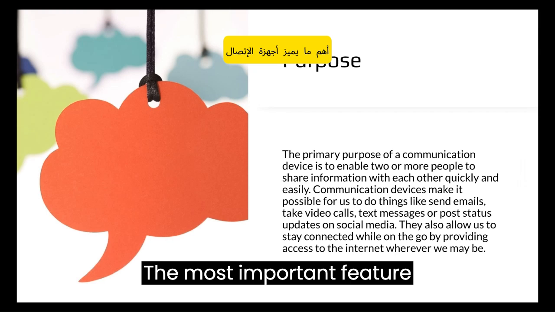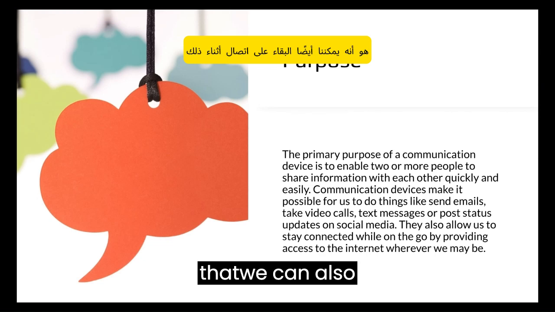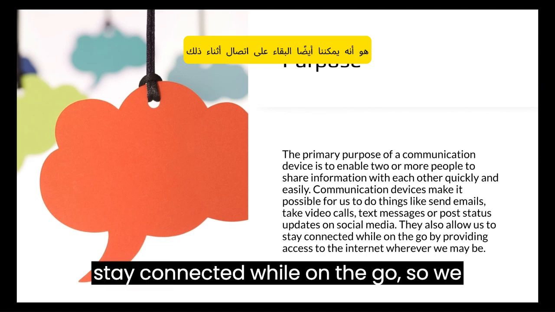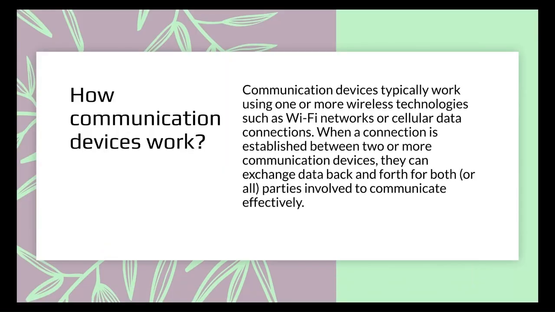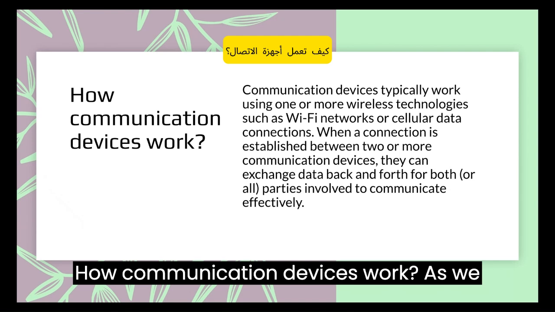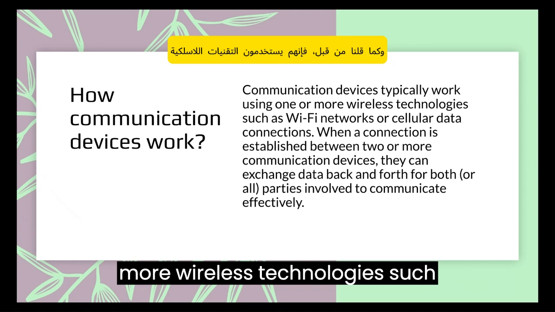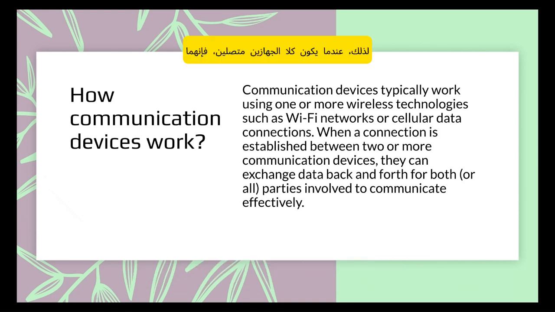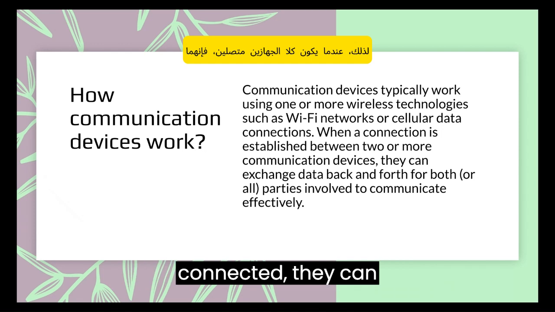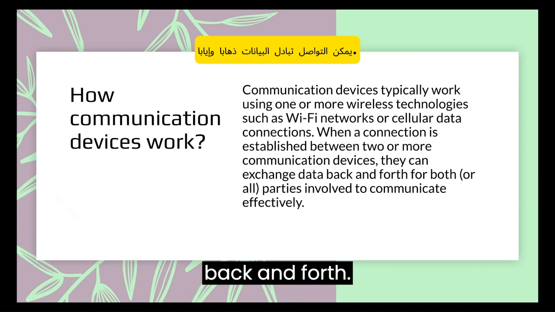The most important feature of the communication devices is that we can also stay connected while on the go. So we don't need to stay at home to be connected and to do all these things. How do communication devices work? As we said before, they use wireless technologies such as Wi-Fi networks, cellular data, or Bluetooth connection. So when the devices are both connected, they can communicate, exchanging data back and forth.